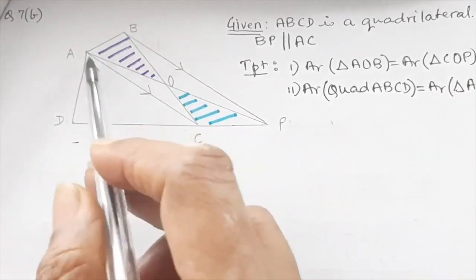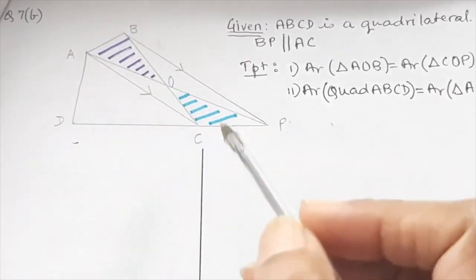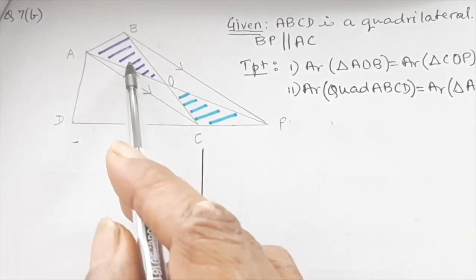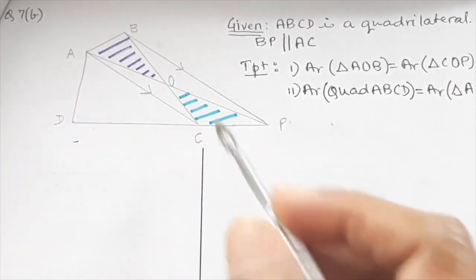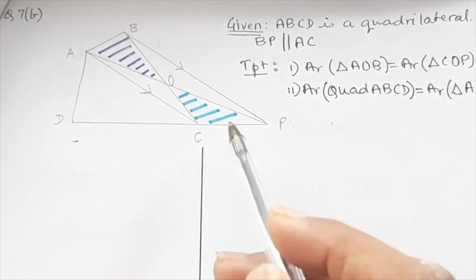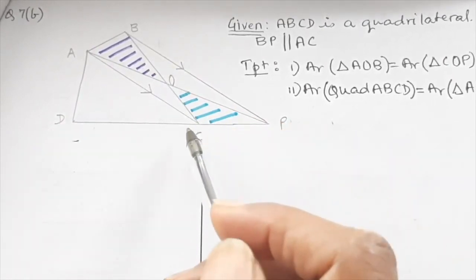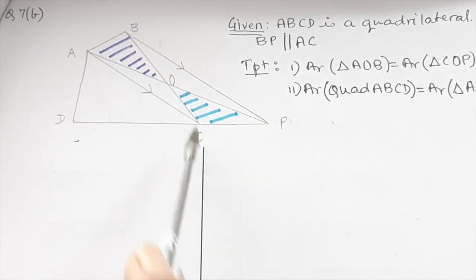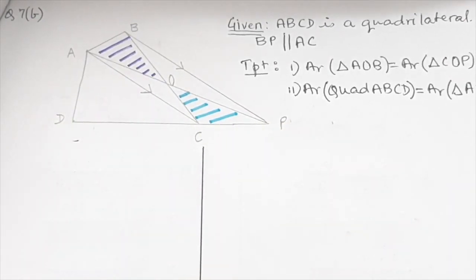Now let us look at our diagram. Our AOB and COP: this is the purple triangle and this is the blue triangle. They have to be equal in area. Now, if they are equal in area, then we must make use of these parallel lines. Okay. Now look at this.